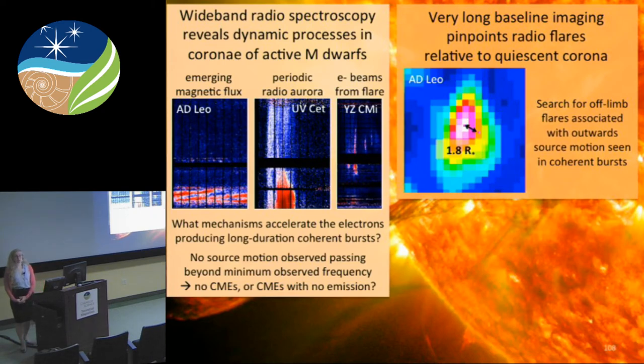Yes, we have rotation periods for all of my stars. The one where I'm most confident we're seeing a rotationally modulated aurora is also the fastest rotator. UV Ceti has a rotation period of 5.5 hours. The others are of order 2 to 3 days. So among M dwarfs, they are the most rapid rotators.